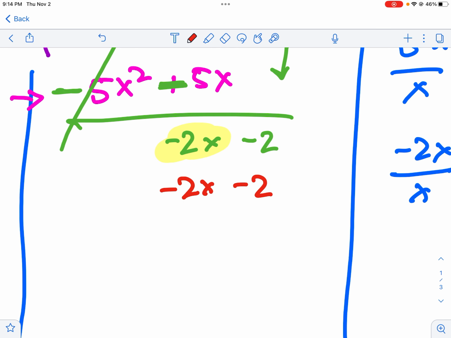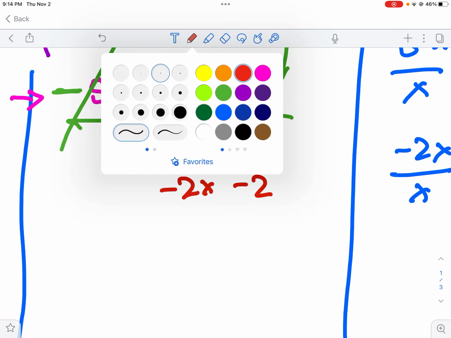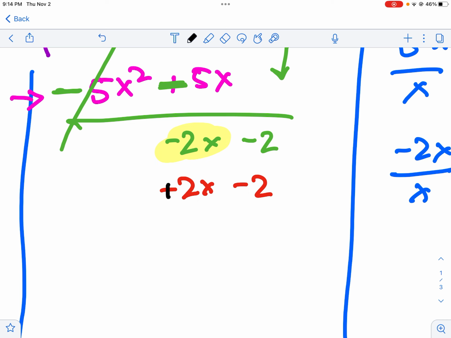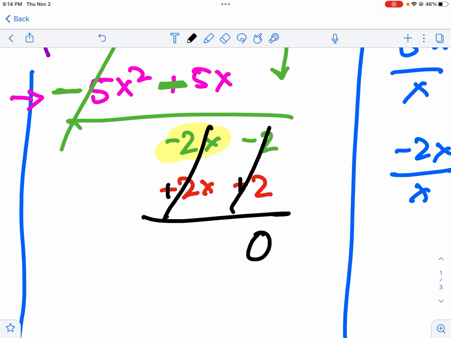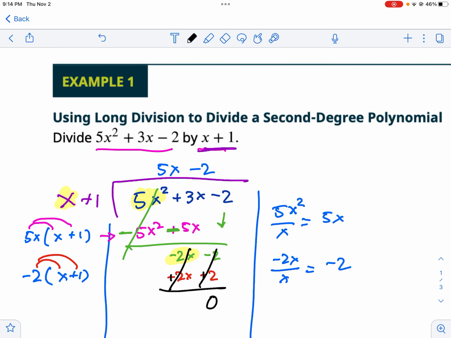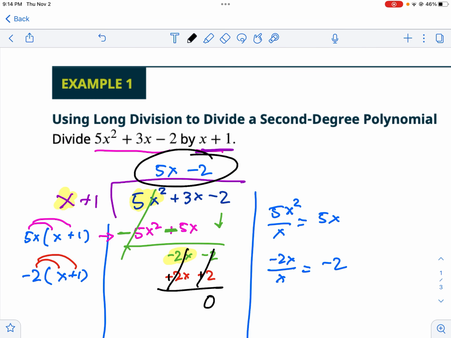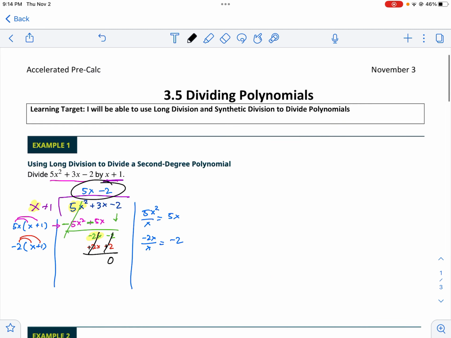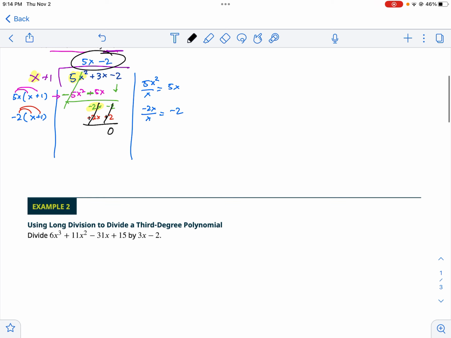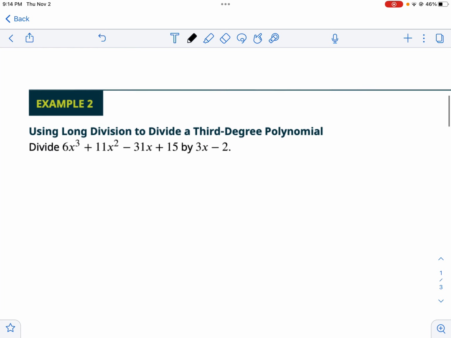And then again, don't cross anything out. It's not actually crossing anything out. You've got to change the signs. Change the sign, change the sign. That allows that to cross out. That allows that to cross out. You get a 0 at the end, so your answer is 5x minus 2. So this is the alternative to factoring. I'm not going to do this next one. I think you can do it.